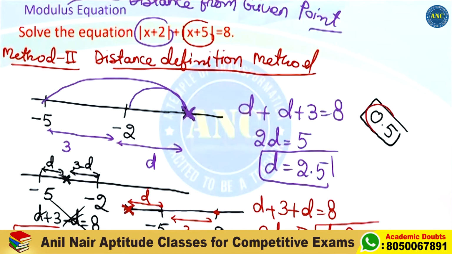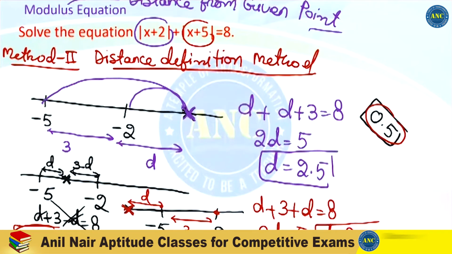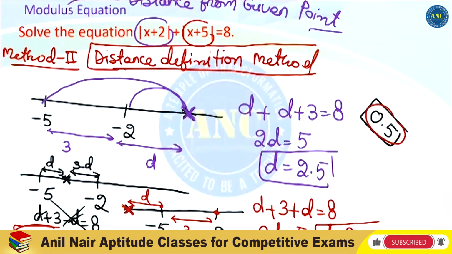One is 0.5 and another is minus 7.5. Minus 7.5 plus 2 is minus 5.5. Modulus of minus is positive. Minus 7.5 plus 5 is mod of minus 2.5, which is 2.5. 5.5 plus 2.5 is 8. I hope this distance definition method is clear to you.